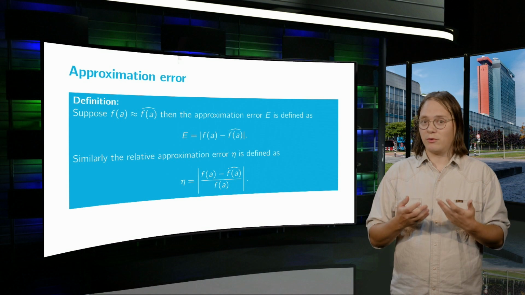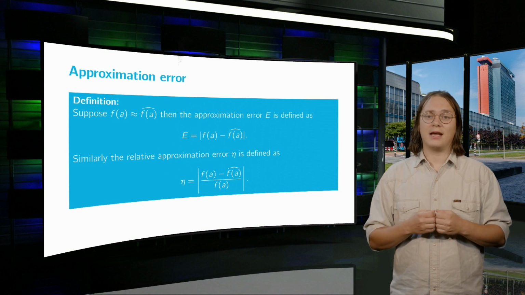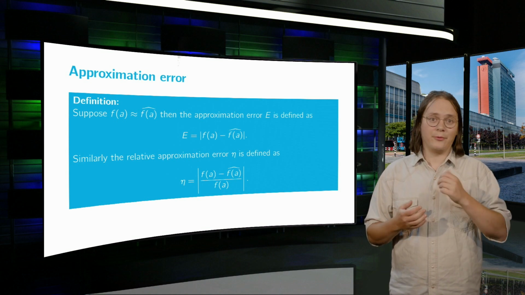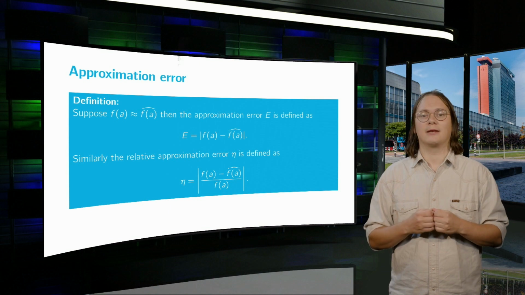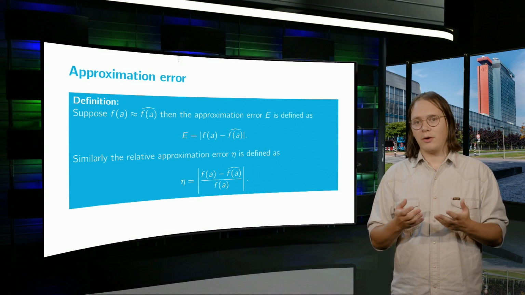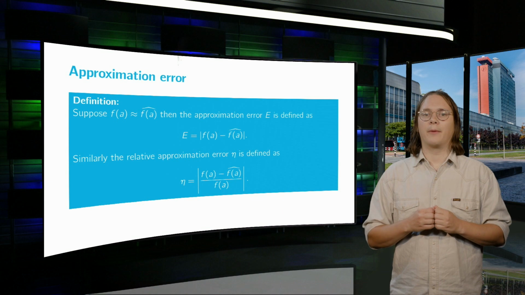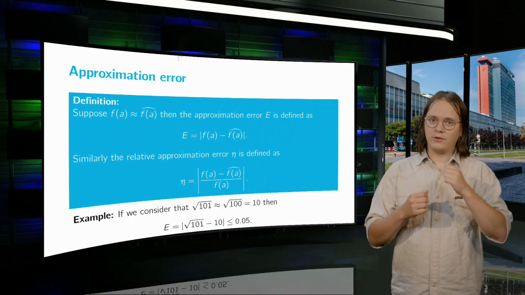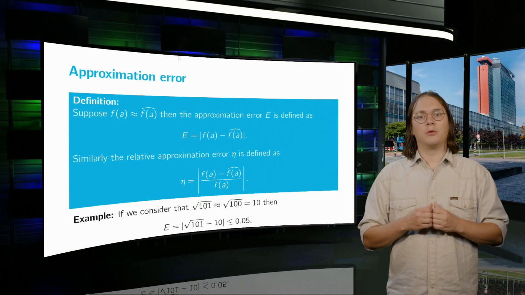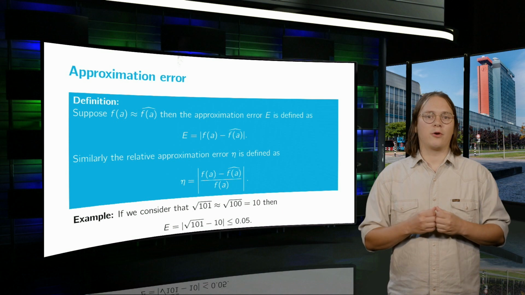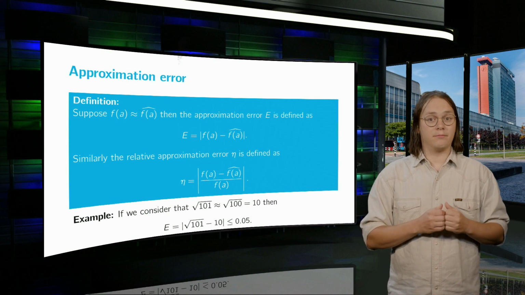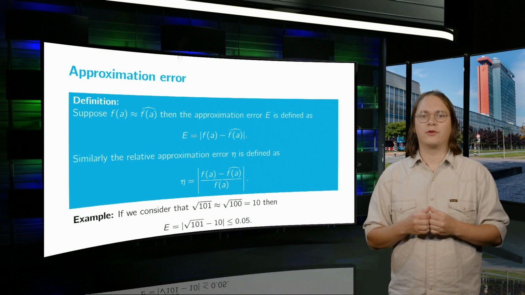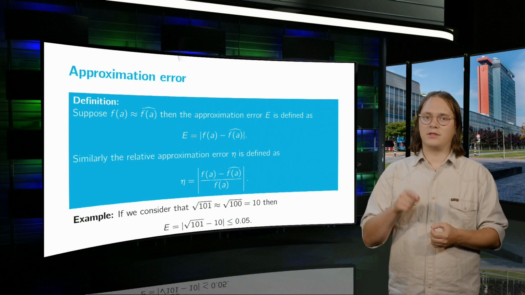Of course, in general, we do not know the approximation error exactly, since if we did, we would be able to find the actual value of the function exactly. Often, however, we are able to find an upper bound for the approximation error, so we know how wrong we could possibly be. For instance, with the technique we will cover this week, we find that the approximation error for approximating the square root of 101 by 10, which is the square root of 100, is always smaller than 0.05.